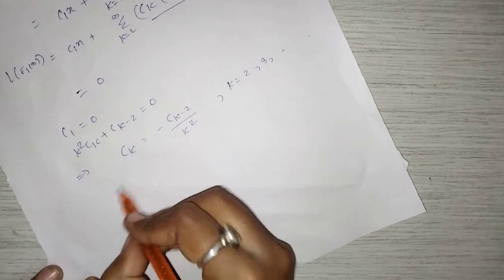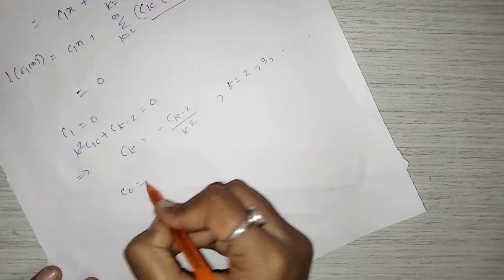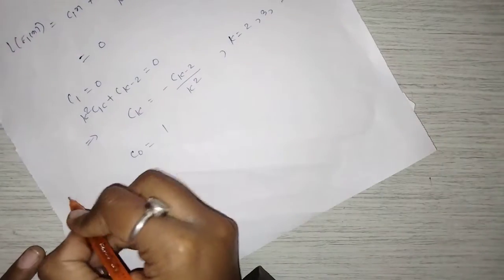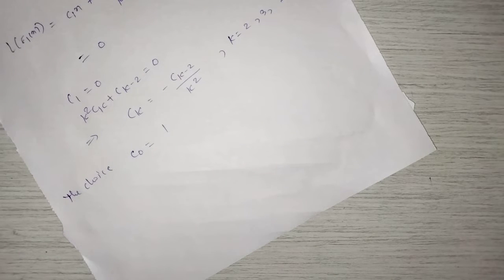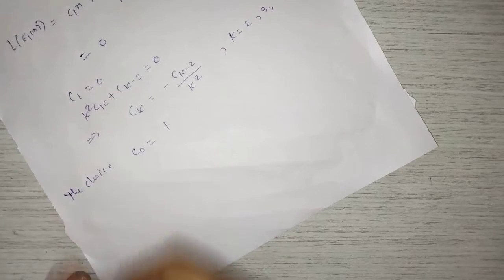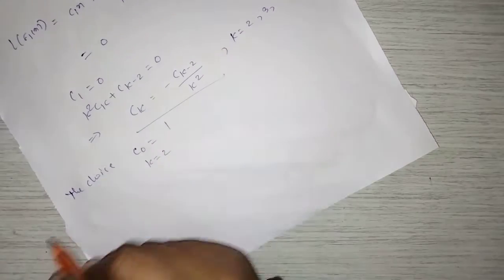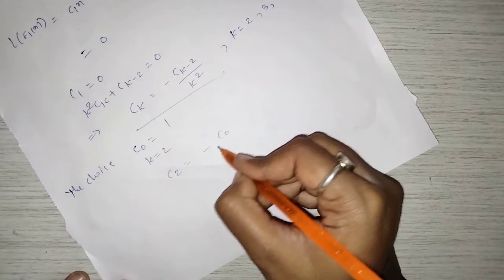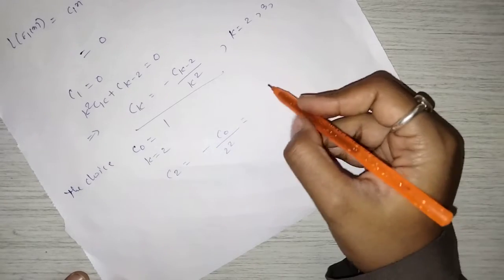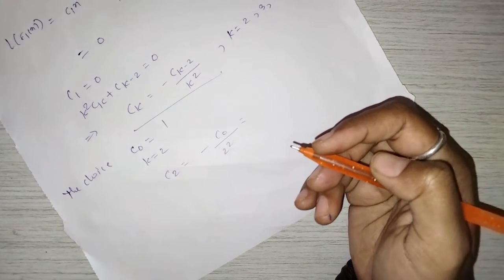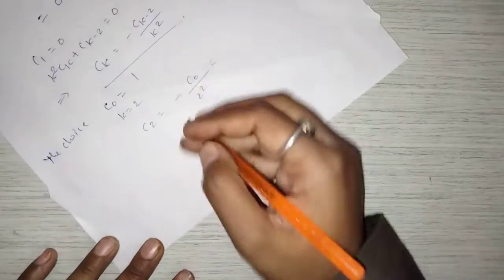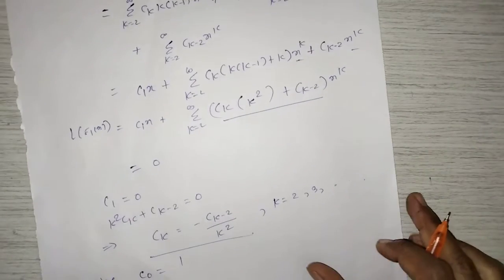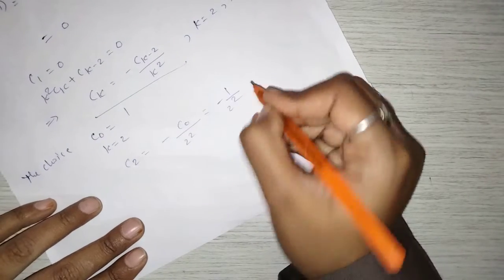Now we make the choice c naught equal to 1, because c naught is not equal to 0, so here we put c naught equal to 1. Now k equal to 2, for this equation we get c2 equal to minus c naught upon 2 square, and if we put c naught equal to 1, minus 1 upon 2 square.